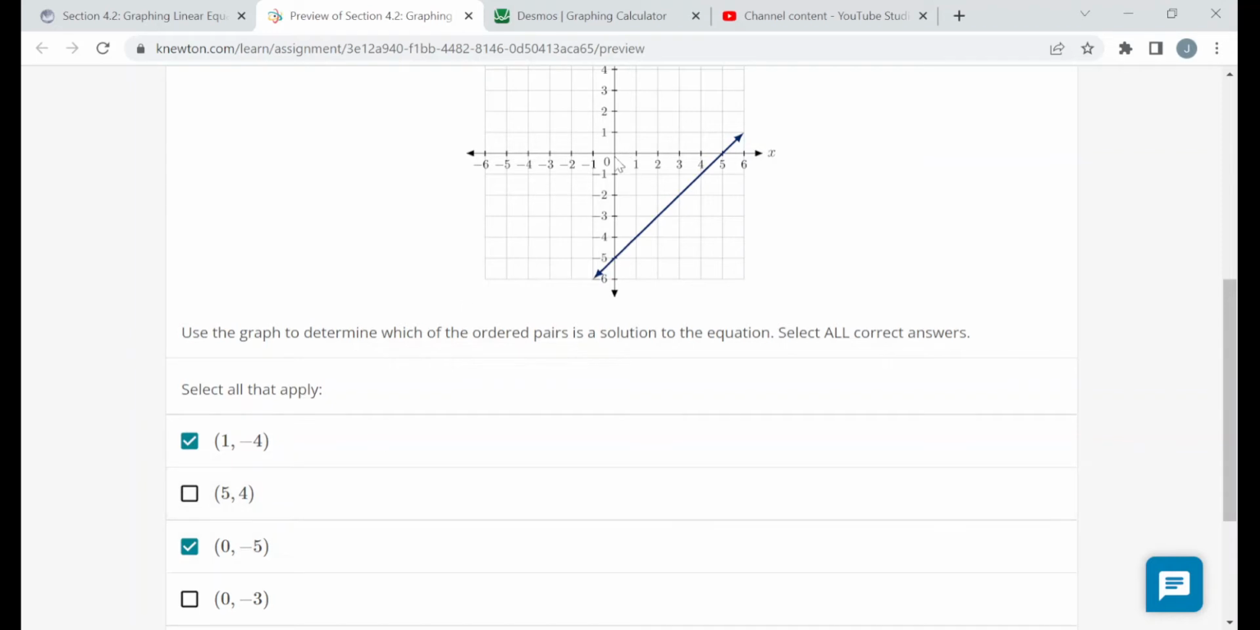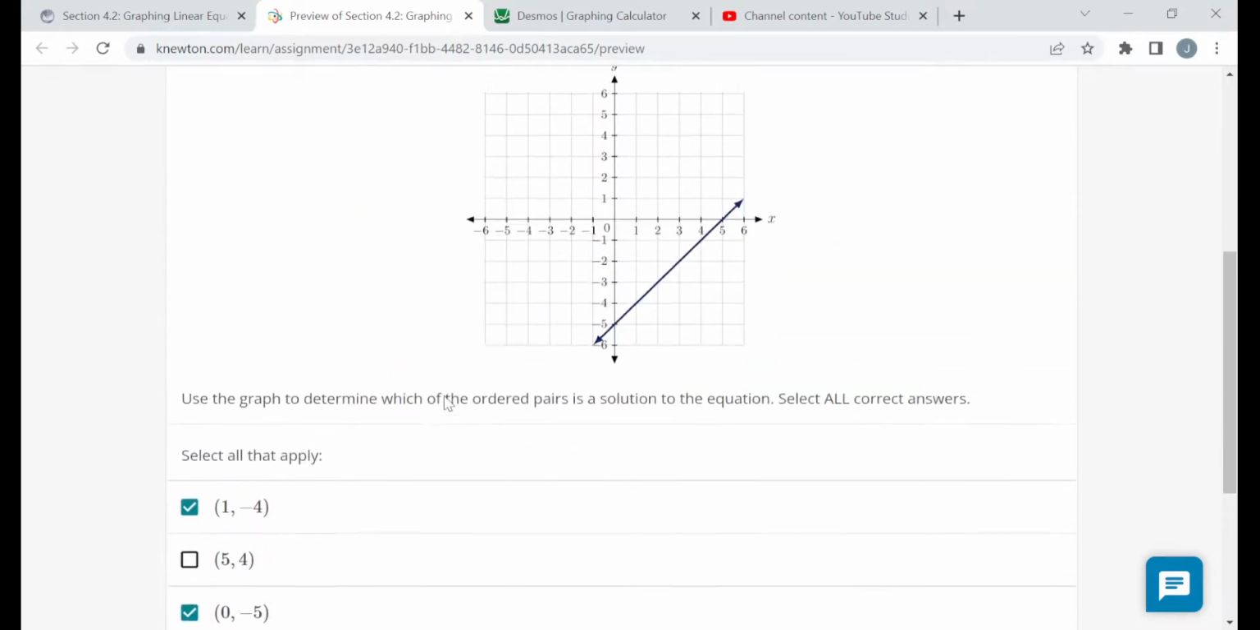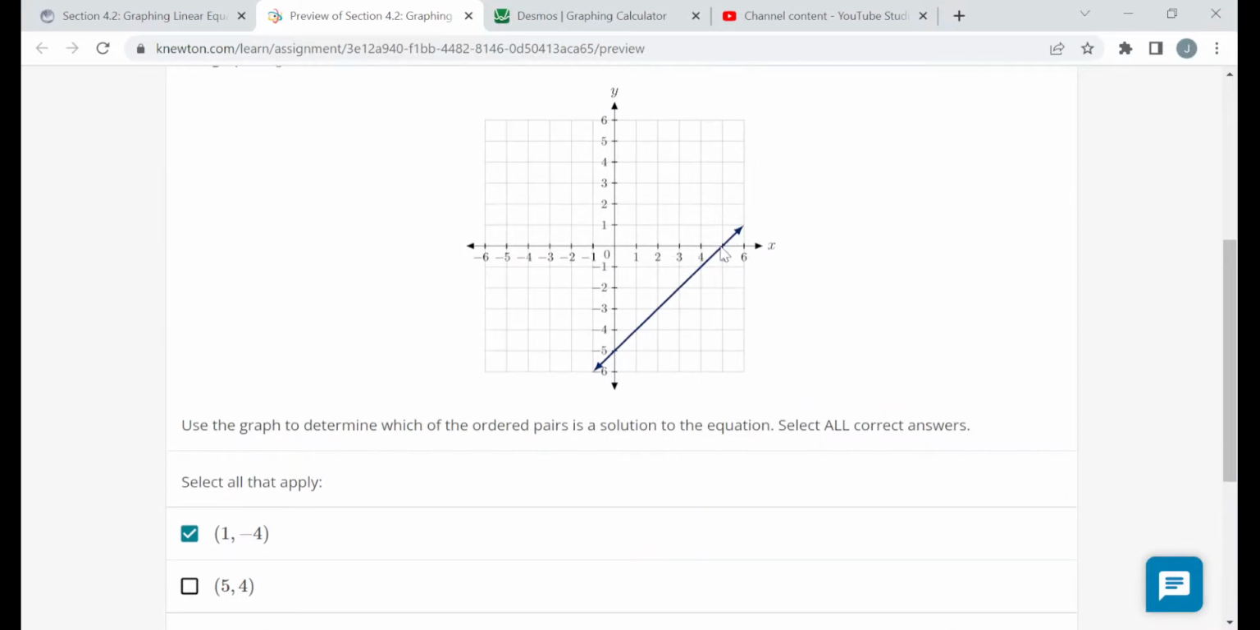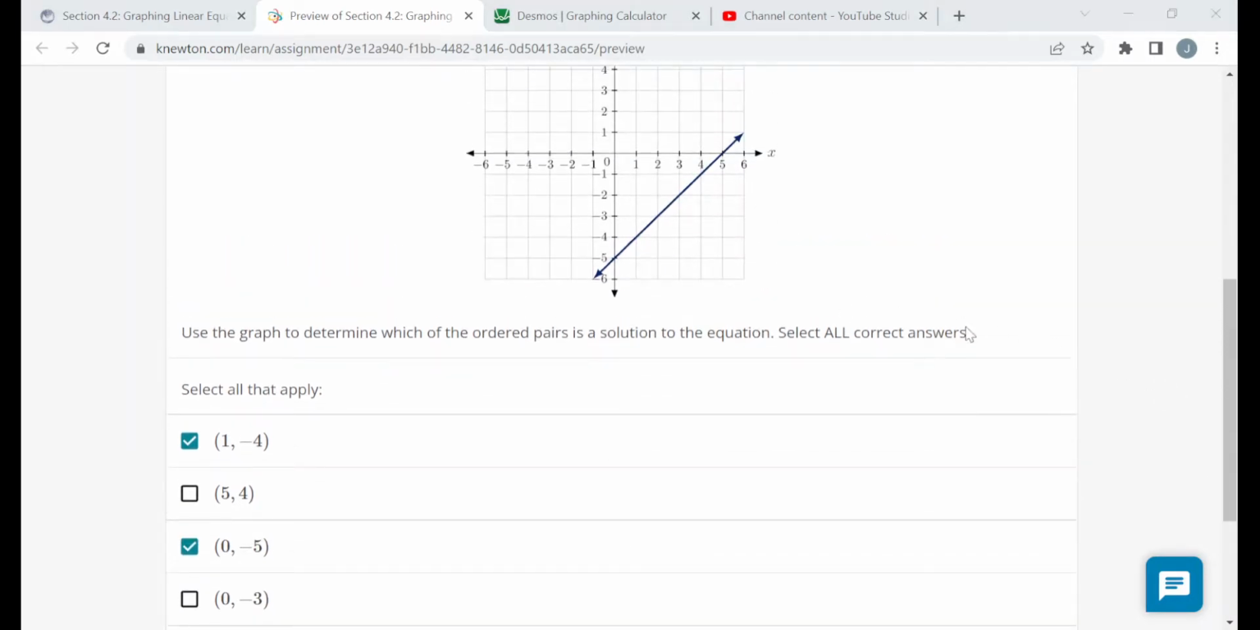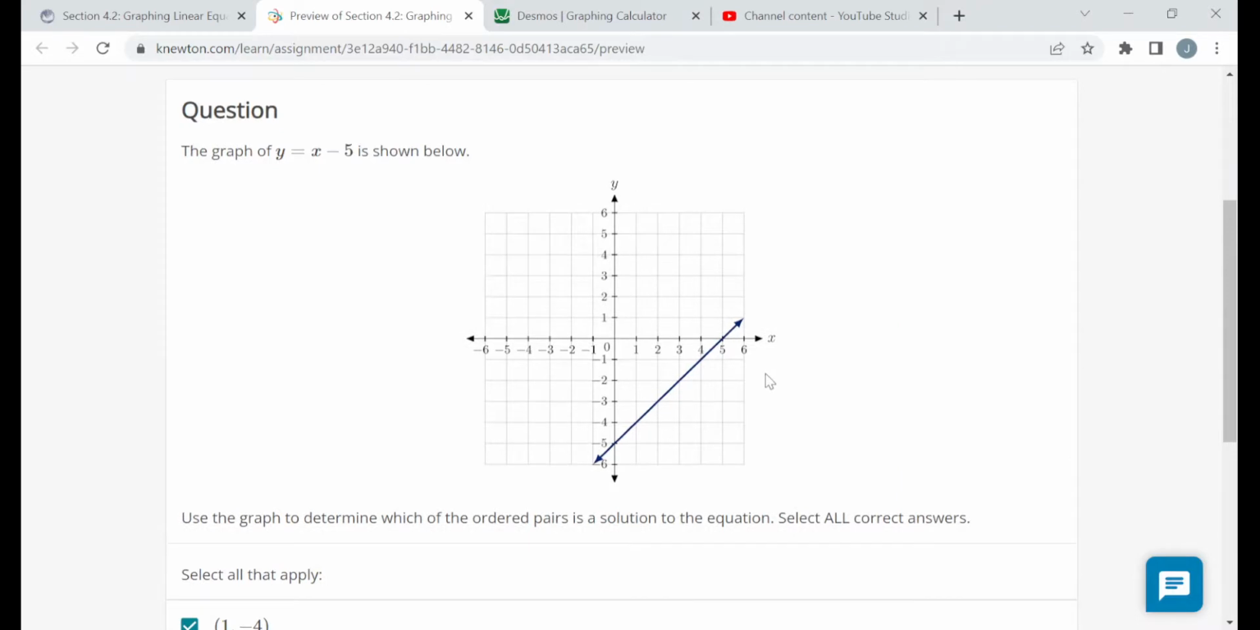0, negative 5. 0 for x, negative 5 for y. That's this point here, which is on the line. Yes. 0, negative 3 is above the line. That's this point where my cursor is here on the y-axis, 0, negative 3. That's not on the line, so I didn't highlight it. And then 5, 0. I go to 5 on the x, 0 on the y, that's this point here. That's on the line, so I clicked it. So I'm hoping that's easy enough if they give you a graph.